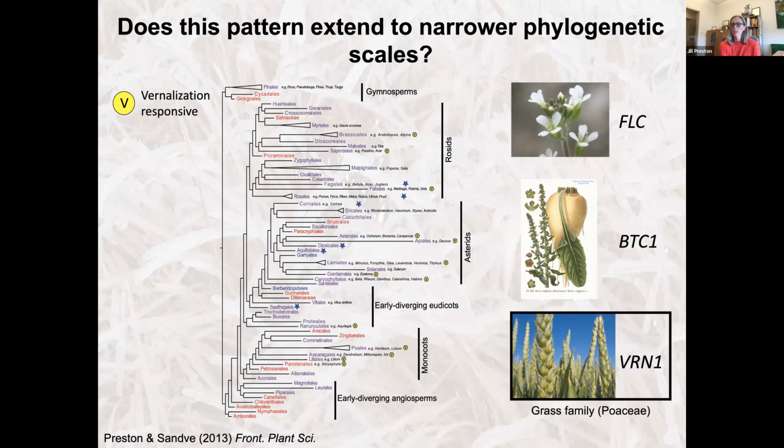So what about these patterns at narrower phylogenetic scales, such as within the grass family, which is what we've been focusing on? We can ask, how labile is this trait? And again, are the same genes utilized?